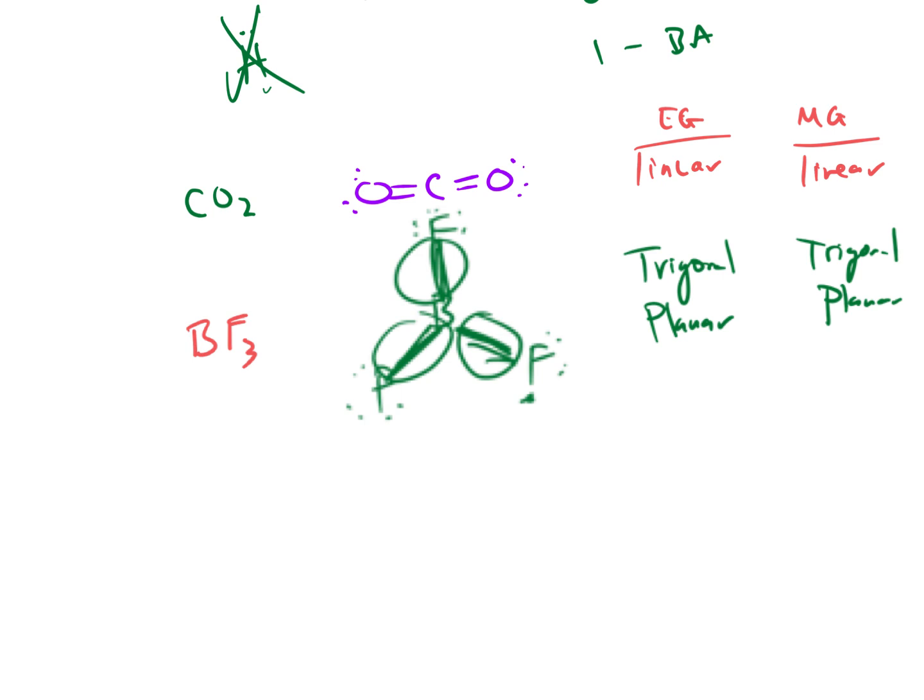Okay, let's do another one. So if we have SnCl2, I don't like that one. I'm not going to show that one. Let's see. Let's do that one. SO2. So we've got sulfur with two oxygens, and it's going to look something like that.